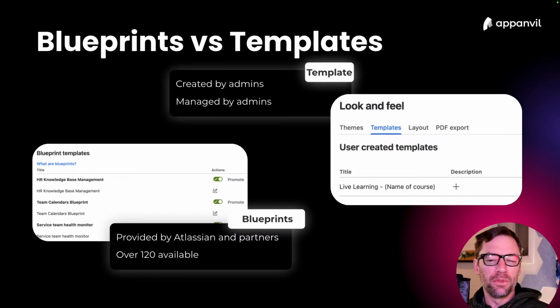These terms confused me for a while because in my mind they're the same thing. There's a slight difference. The templates are things we can create as admins, and they show up under user-created templates. And they're managed by admins, which is great. Blueprints, on the other hand, are provided by Atlassian.